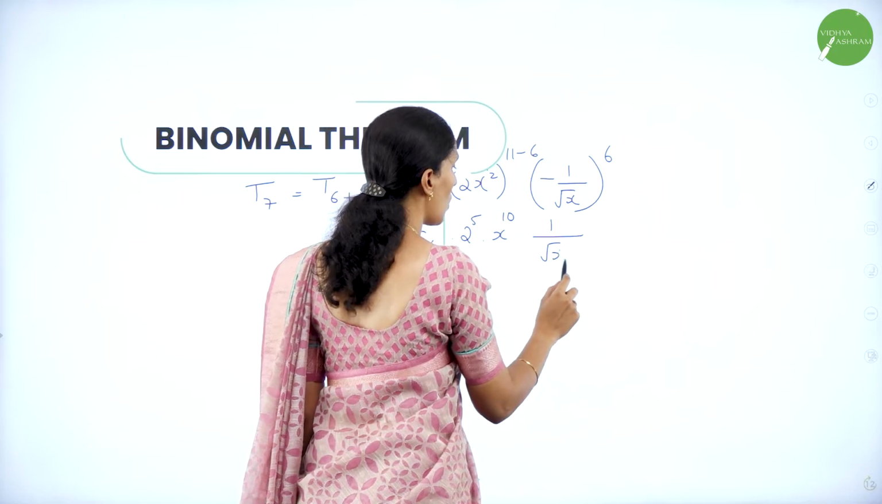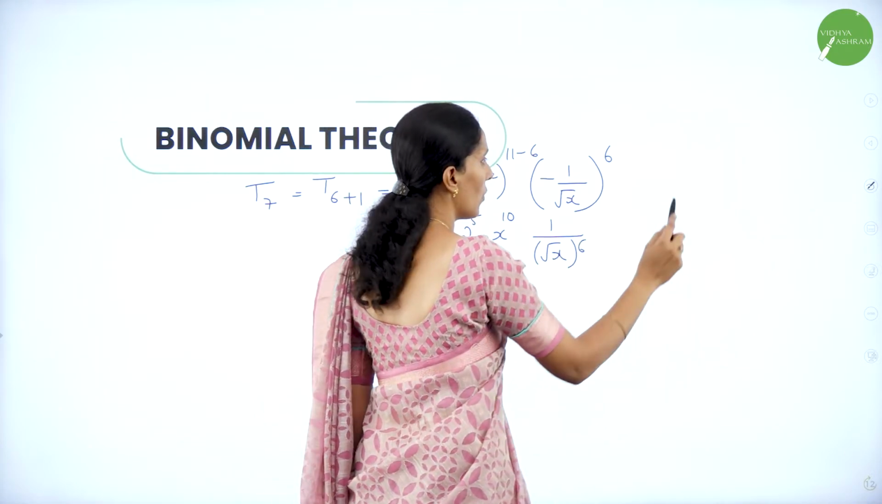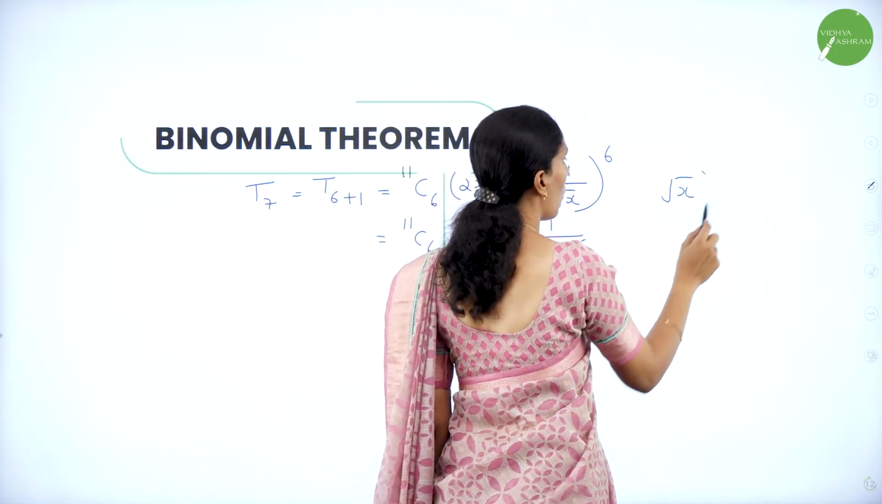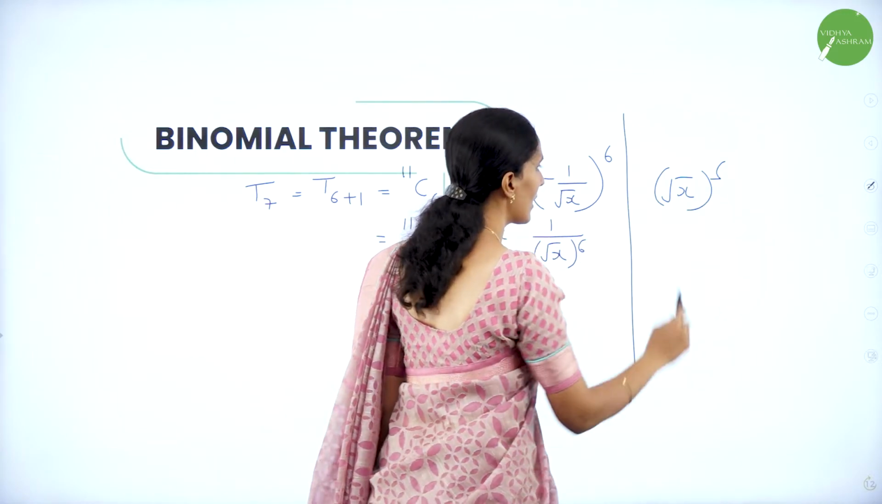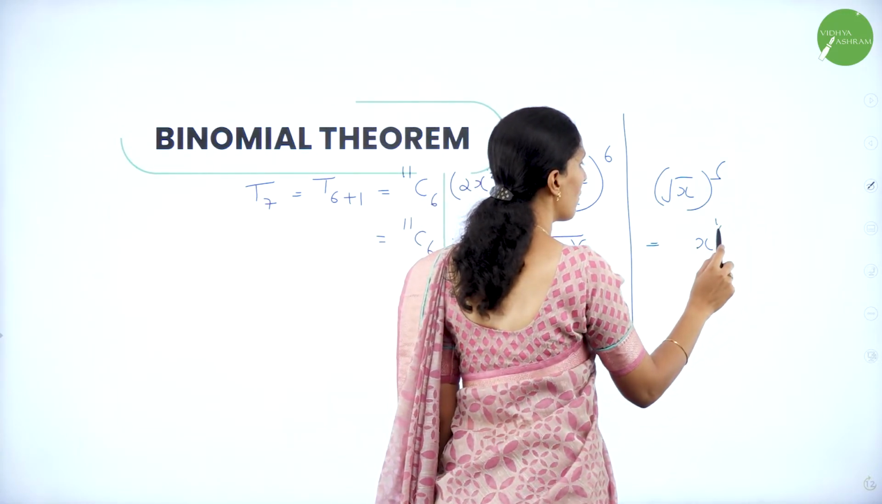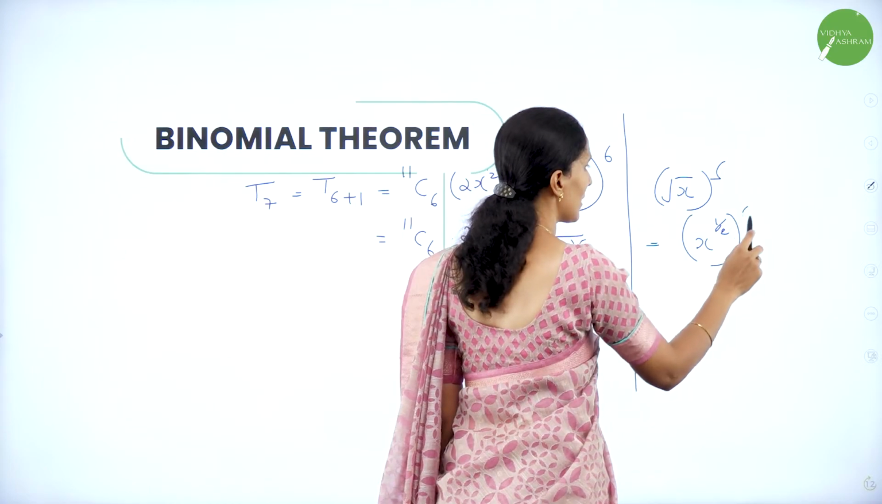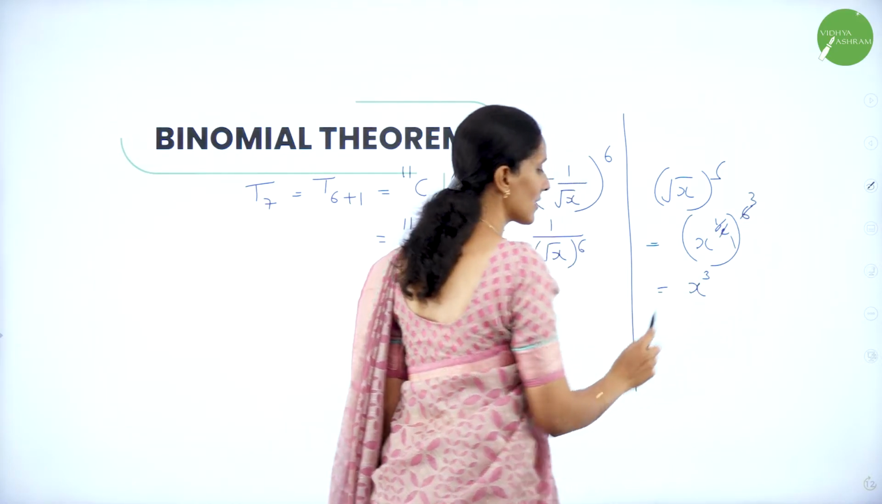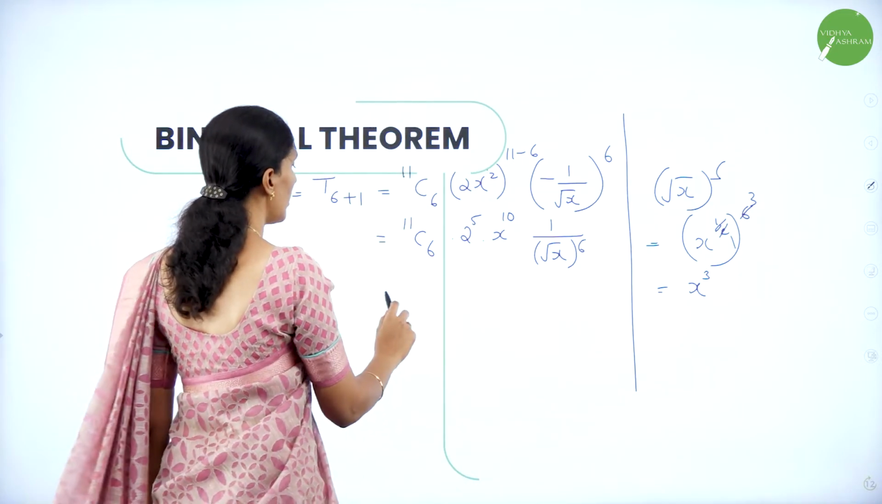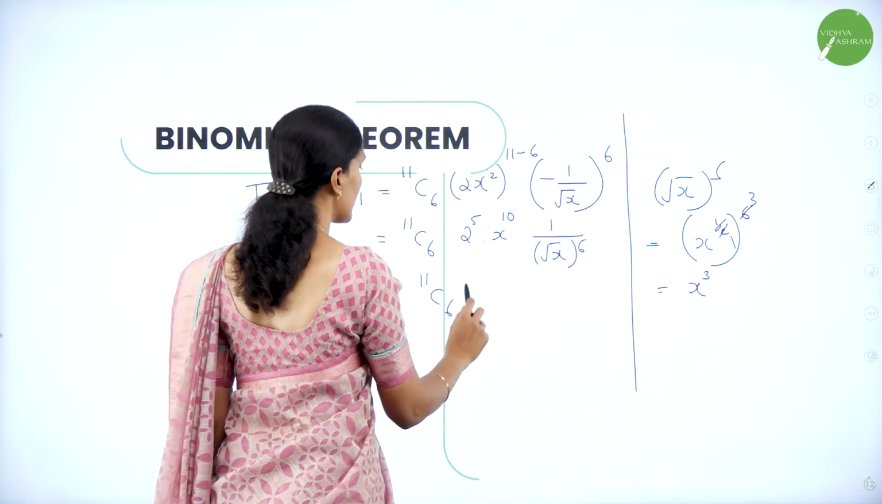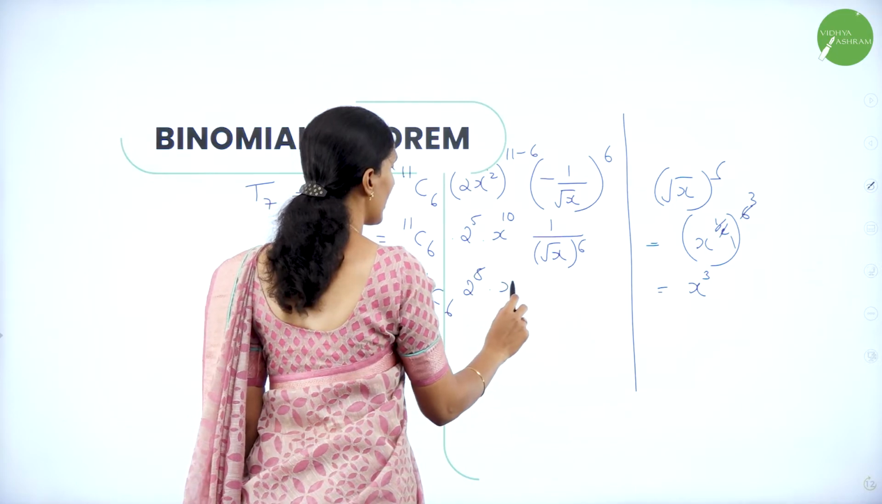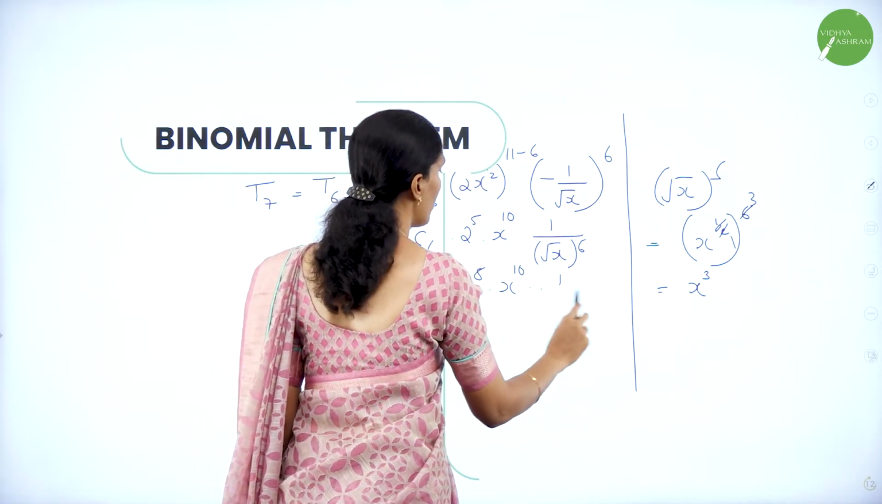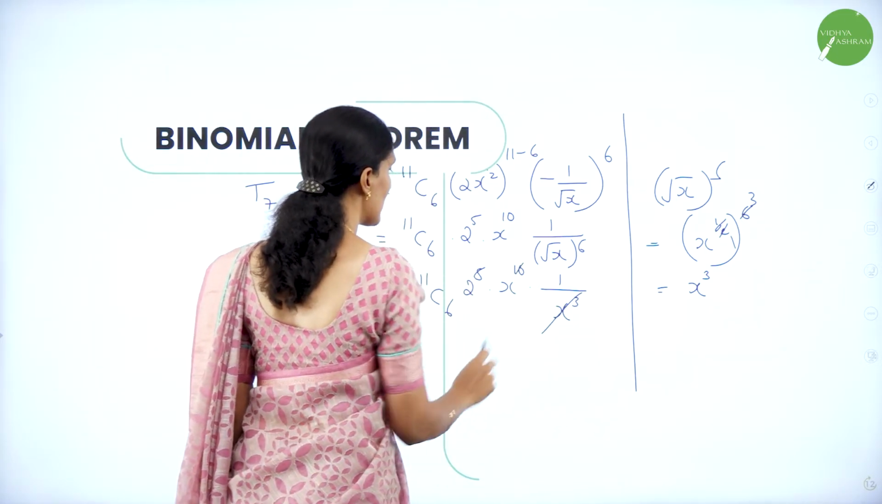Root x whole power 6. So root x whole power 6 can be written as x power 1 by 2 whole power 6. You can cancel, 2 1s are 2, 3s are. So you are left with x cube. So therefore 11C6 2 power 5 x power 10 into 1 by x cube cancels.